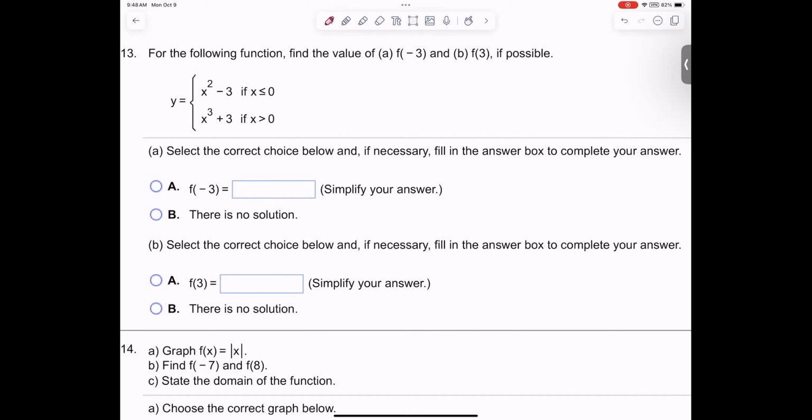So what's f of -3? How would you evaluate that? Put -3 in the top one. Since -3 is less than or equal to 0, we're going to use the first part of this piecewise defined function to evaluate the function at -3. F of -3 is what? 9 minus 3, and yes, -3 squared is +9. So is that 6?